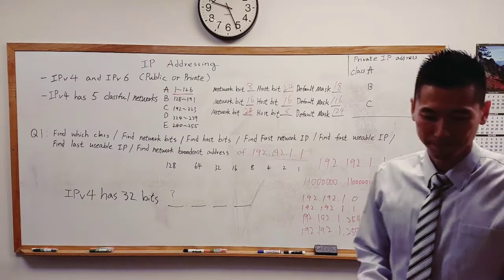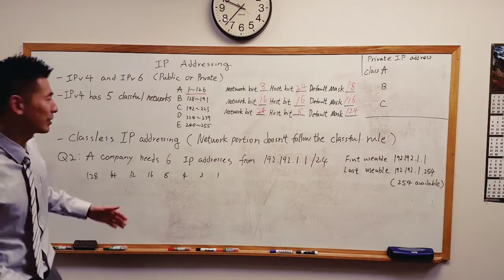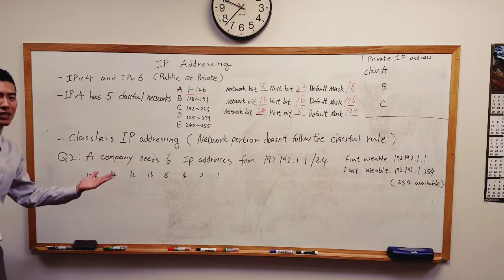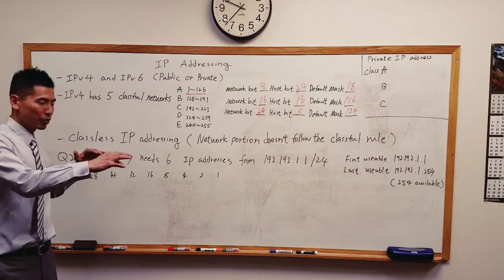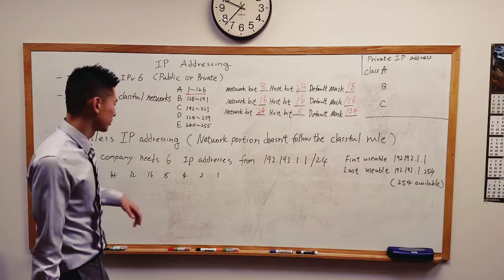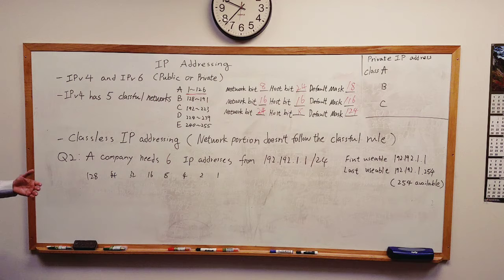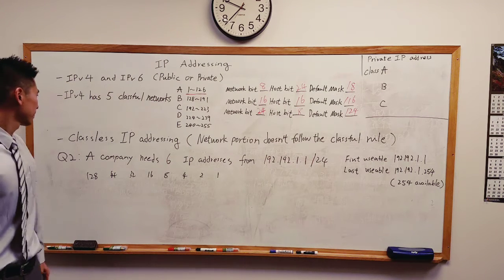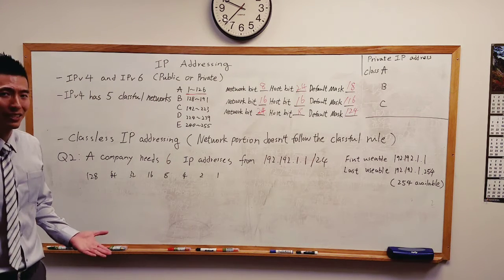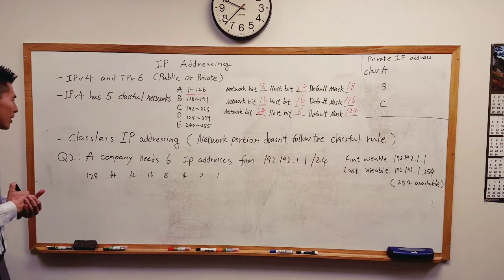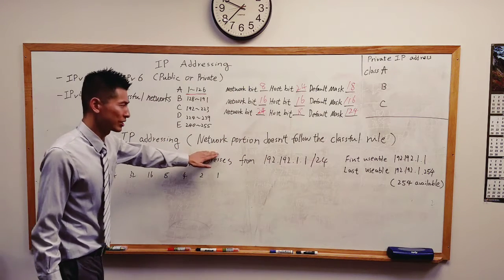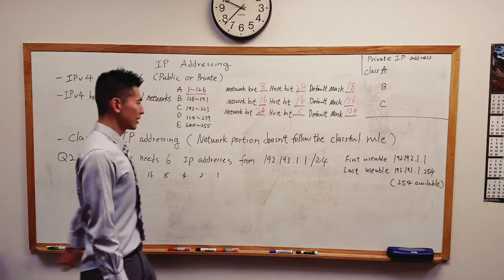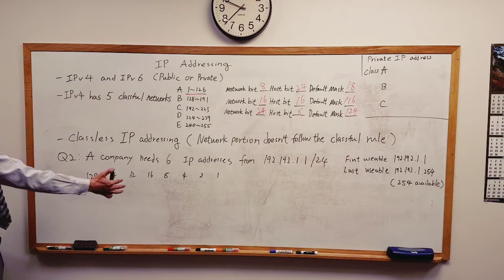Next, we're going to talk about classless IP addressing. What does that mean? It means when the network bits portion doesn't follow the classical rule. Now let's do a problem, so we can better understand it.